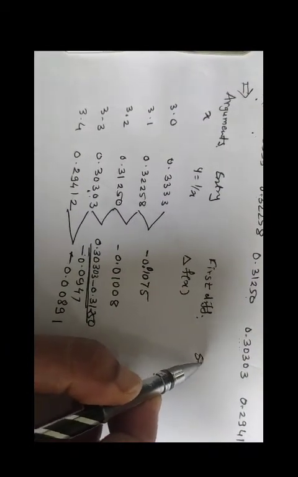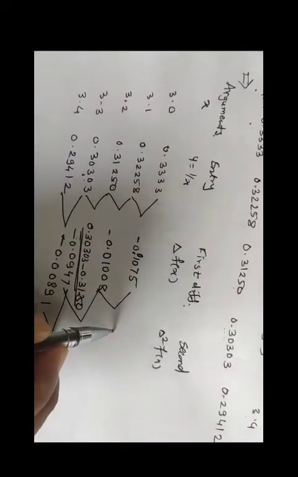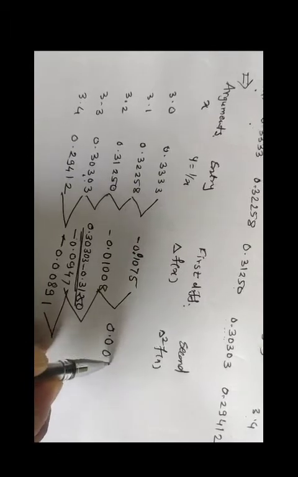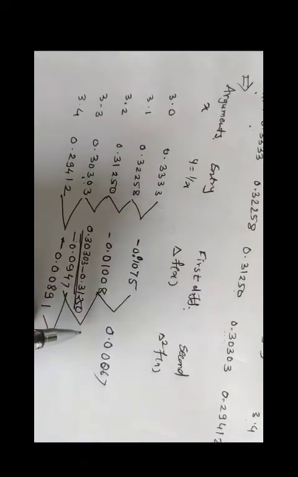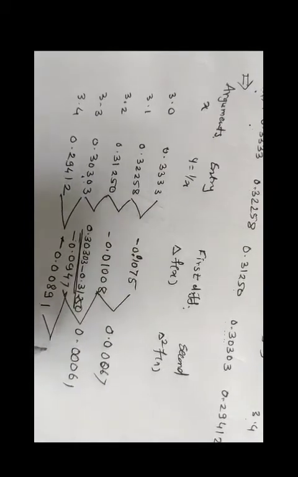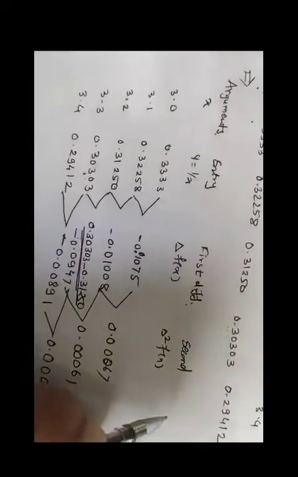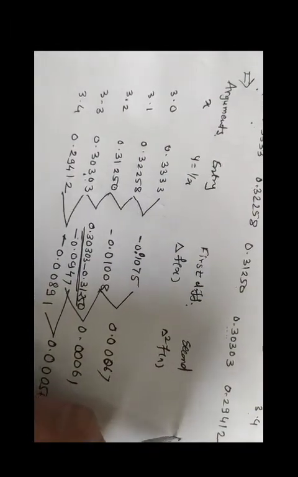Now we can calculate the second difference. The second difference is denoted by delta square f of x. Delta square f of x is the difference between these two terms, the difference between these two terms, and the difference between these two terms. We get three terms. So first is 0.000067. Next is 0.00061. Next is 0.00056.